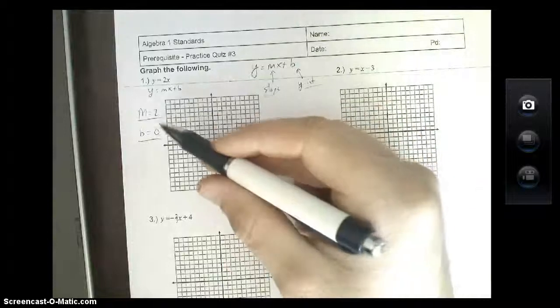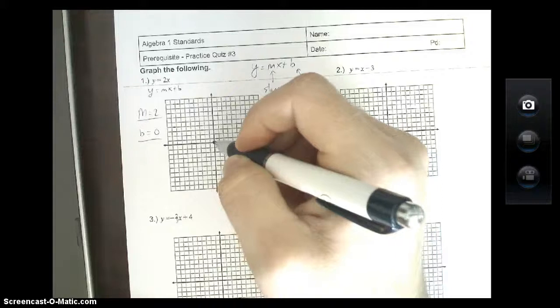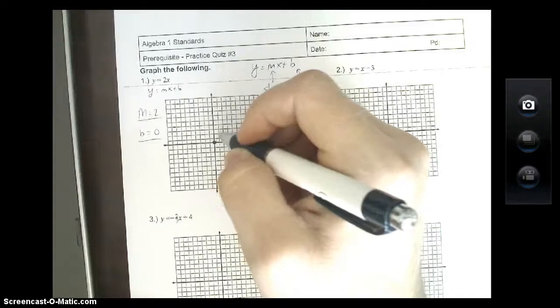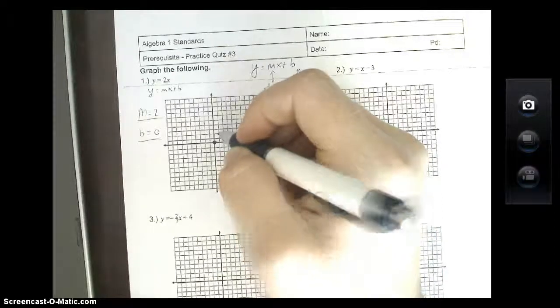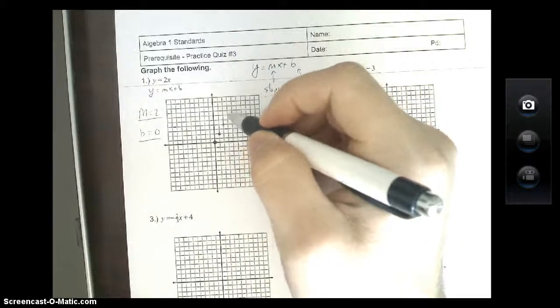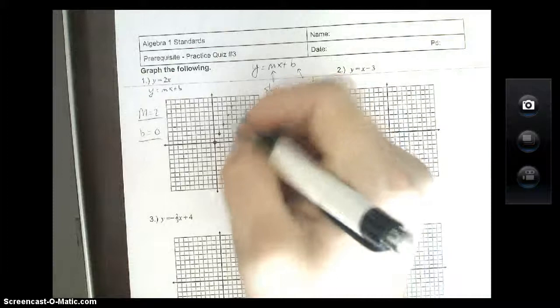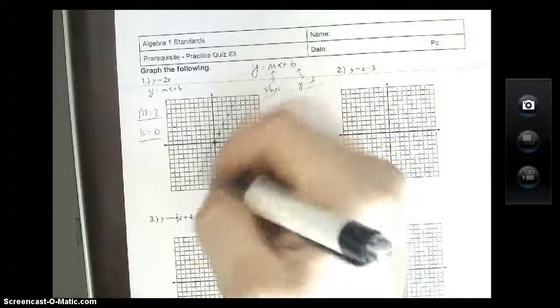My slope being 2 is rise over run, 2 over 1. So from my starting point, whatever your y-intercept is, I'm going to go up 2 over 1. I can keep going, up 2 over 1, up 2 over 1, you're more than welcome to do so. But really, you only need 2 points to graph a line. Connect the dots. Perfect.